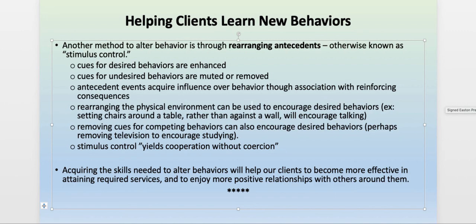If you want to encourage talking in a group, look at the arrangement of the furniture in the room, and if there's a bunch of chairs pushed against the wall, push the chairs into the center of the room, so that people are going to sit down and they'll be facing each other or around a table, and this encourages interaction. Whereas if the chairs are far apart, they're less likely to interact. So you can look at the cues in the physical environment and rearrange them to encourage the behaviors you want.